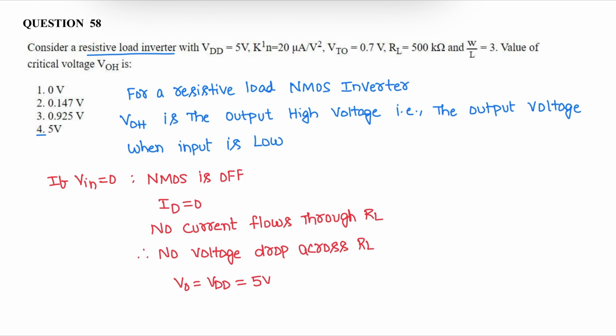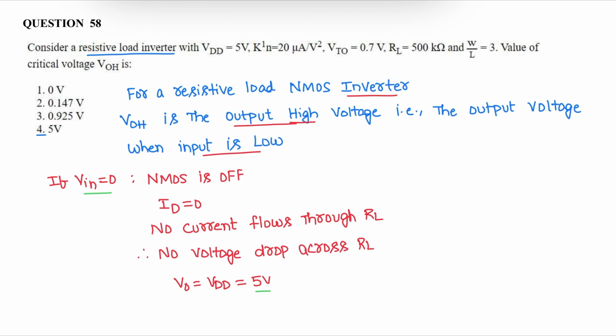For a resistive load NMOS inverter, VOH is the output high voltage, the output voltage when input is low, since it is an inverter. So output voltage is high means input should be low. If Vin is equal to 0, NMOS is off, then drain current is 0. That is, no current flows through the load resistor. So no current is flowing means no voltage drop within the inverter. That is, output voltage is equal to supply voltage, which is 5 volts.